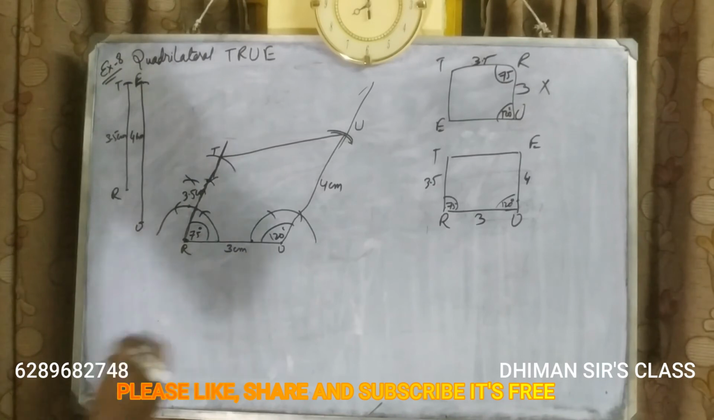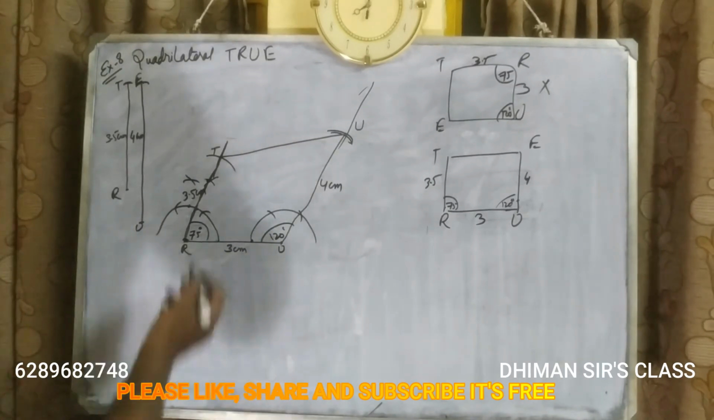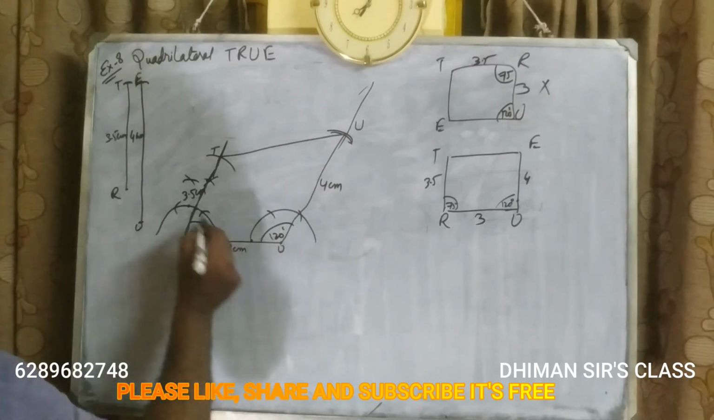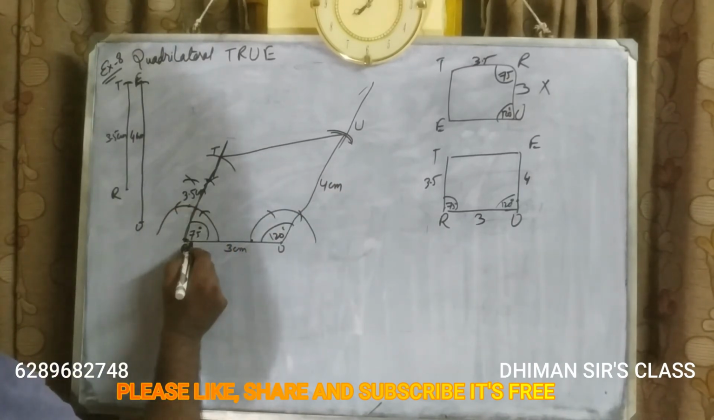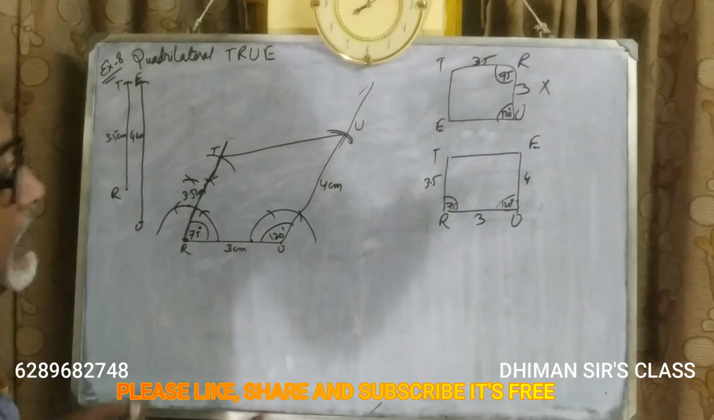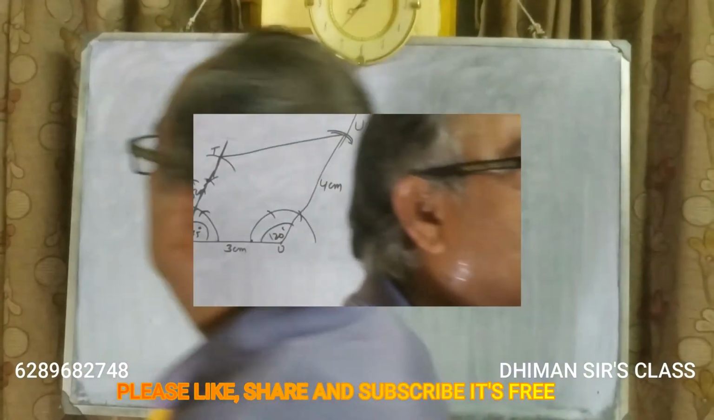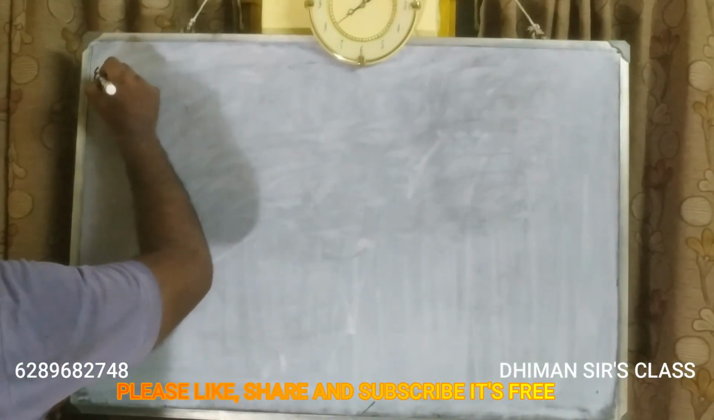And thus that only was given. TRUE 4 centimeter given, 3 centimeter given, 3.5 centimeter given, 75 degree, 120 degree. Bas, finished. So copy that. Chalo students, example 9.